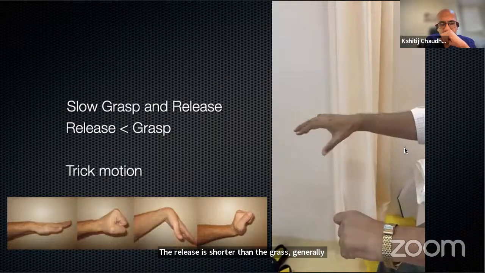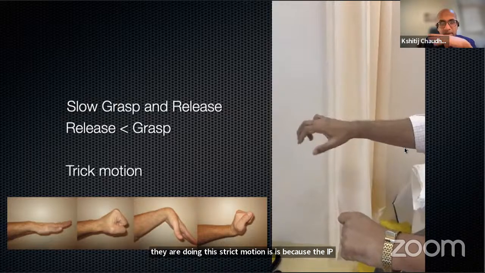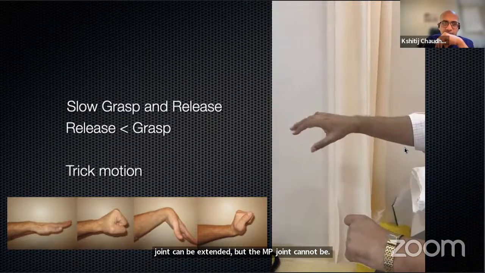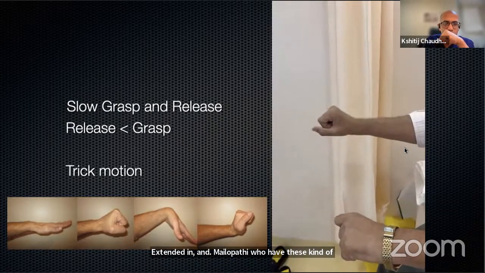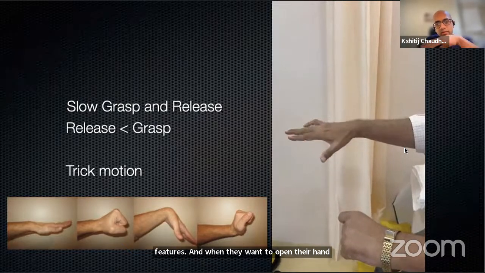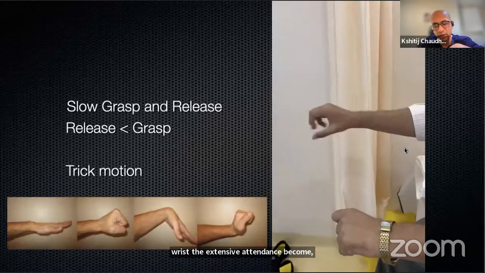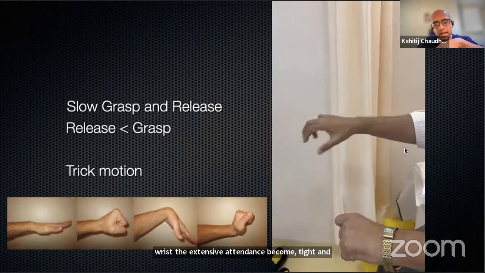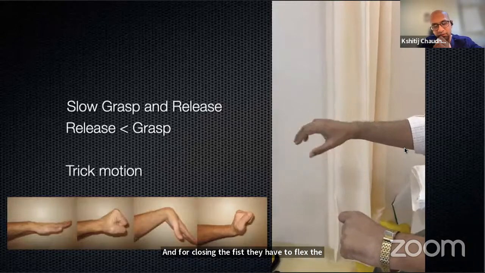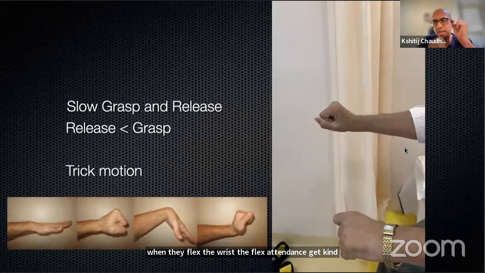The reason they are doing this trick motion is because the IP joint can be extended, but the MP joint cannot be extended in cervical myelopathy patients who have these kinds of features. When they want to open their hand, they need to flex their wrist, because when they flex their wrist, the extensor tendons become tight and contracted, and then the fingers open. And for closing the fist, they have to extend the wrist. When they extend the wrist, the flexor tendons get contracted and shortened, and that's why the fingers flex.